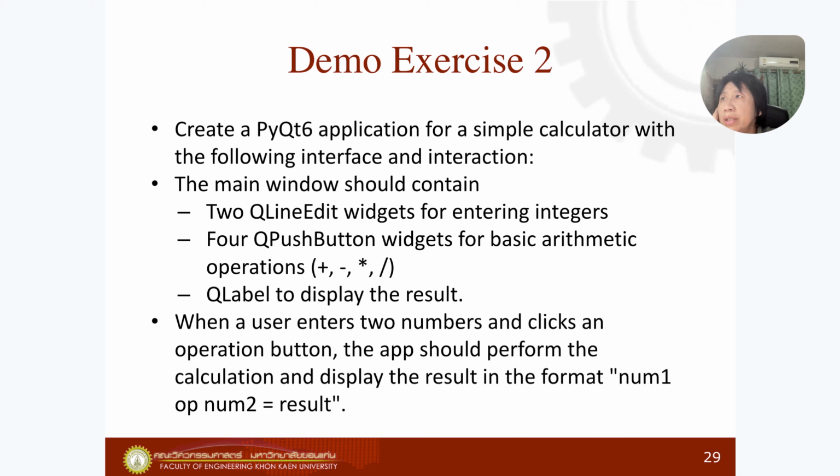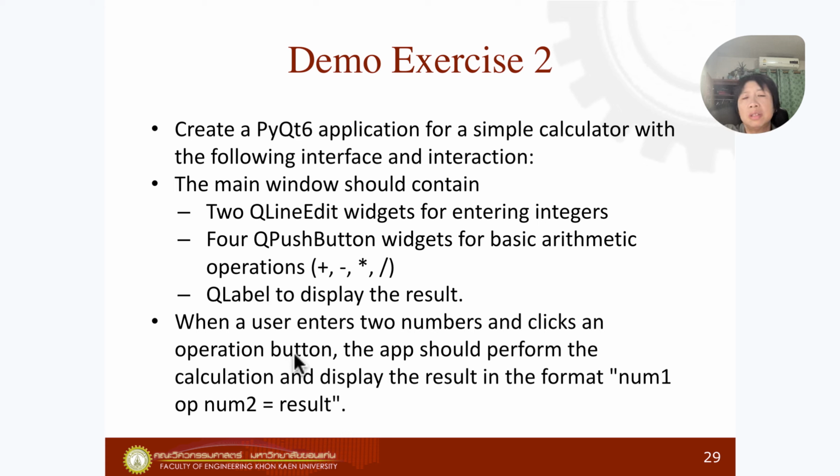And this comes to demo exercise 2. I would like you to practice creating a PyQt6 application for a simple calculator with the following interface and interaction. The main window should contain two QLineEdit widgets for entering integers, and then 4 QPushButton widgets for basic arithmetic operations, which are add, subtract, multiply, divide, and a QLabel to display the result.